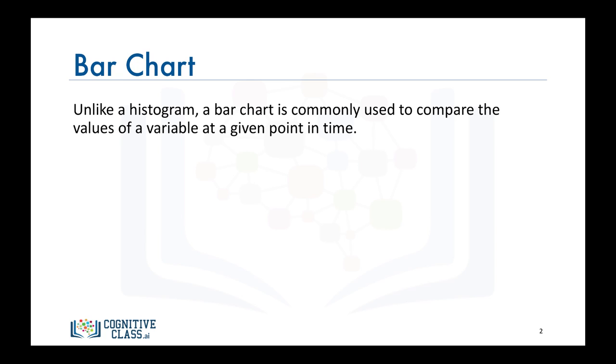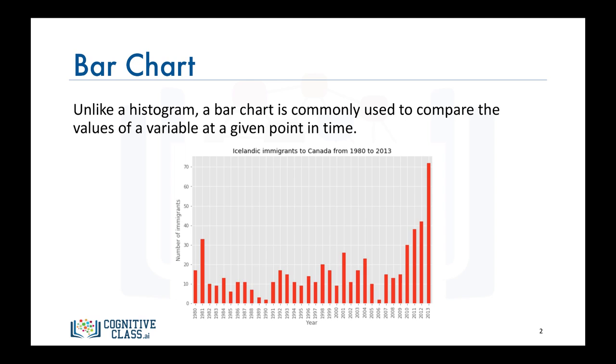For example, say we're interested in visualizing in a discrete fashion how immigration from Iceland to Canada looked like from 1980 to 2013. One way to do that is by building a bar chart where the height of the bar represents the total immigration from Iceland to Canada in a particular year. So how do we do that with Matplotlib?